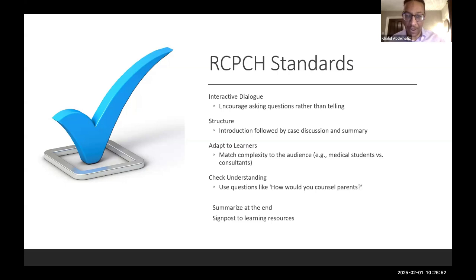They're just assessing your interaction, your structure, your adaptation to the learner's level, right? And basically your structure and how you can deliver this in 4 minutes without boring everyone around you. Checking understanding is really important, and summarizing at the end, as I said, signposting at the end, rather than just telling them to go and read.